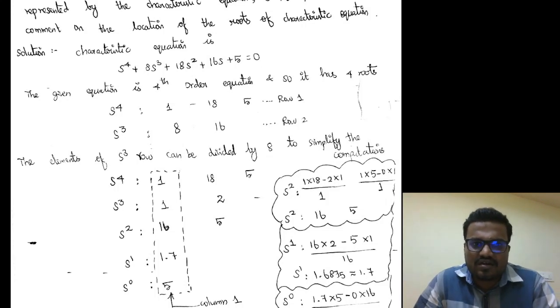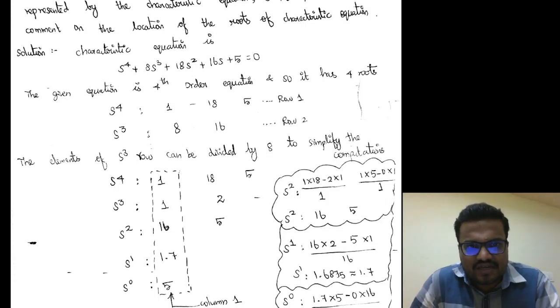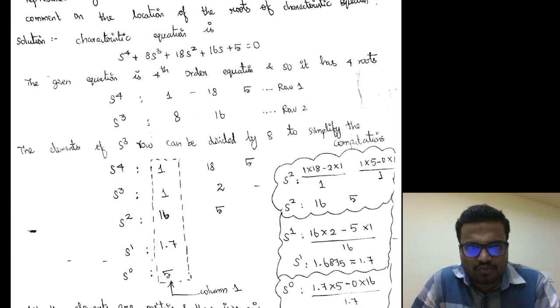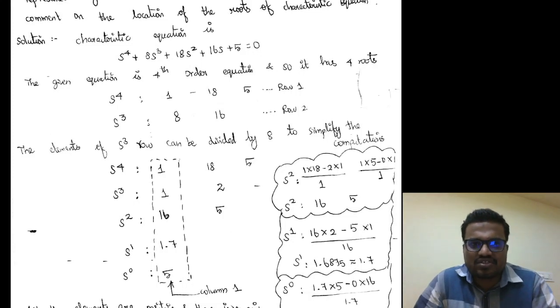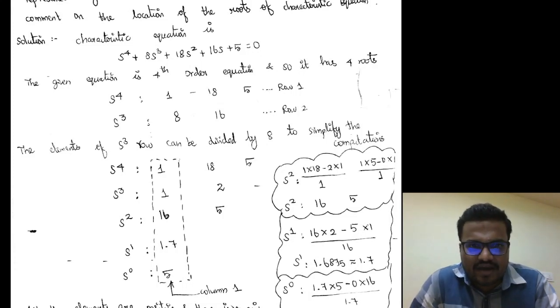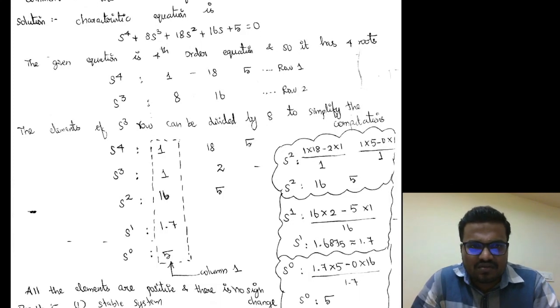If the values can be divided by the same value, we have to divide by that value. Here we take the s power 3 row and divide by 8, so the corresponding values are changed to 1 and 2. If the numbers are low, the calculation is also very easy. So I have chosen 8, and 8 and 16 are divided by 8, so that we get smaller values, 1 and 2.